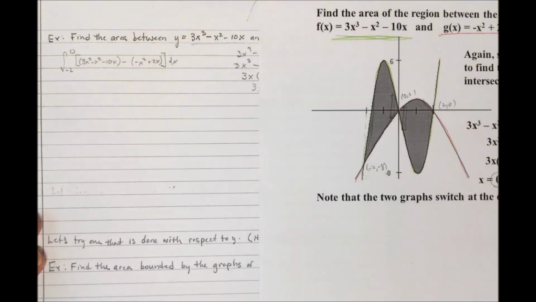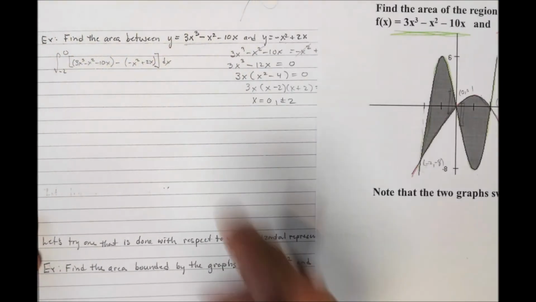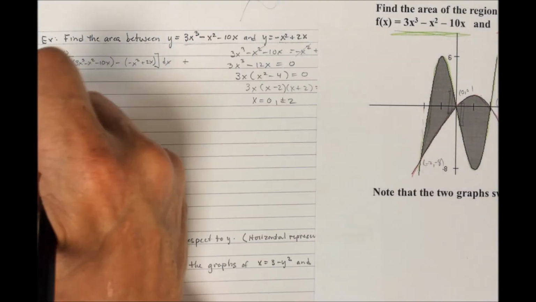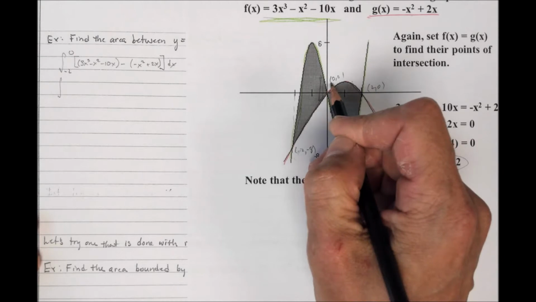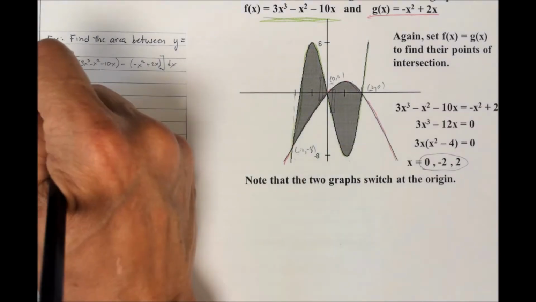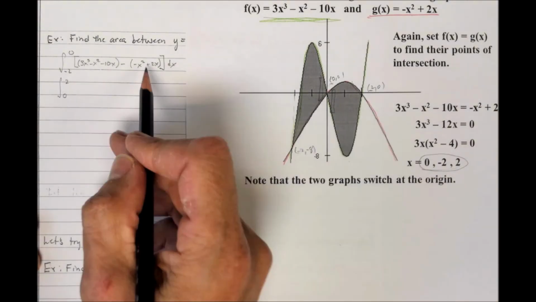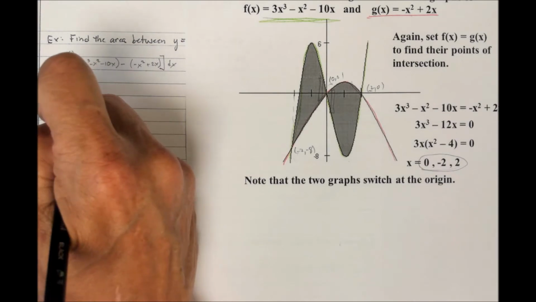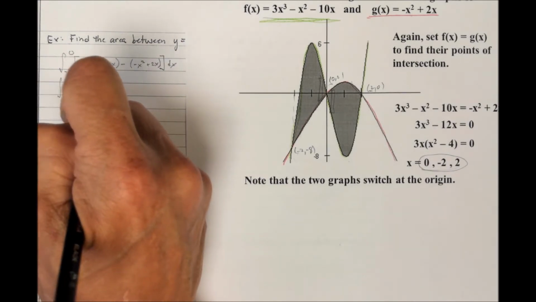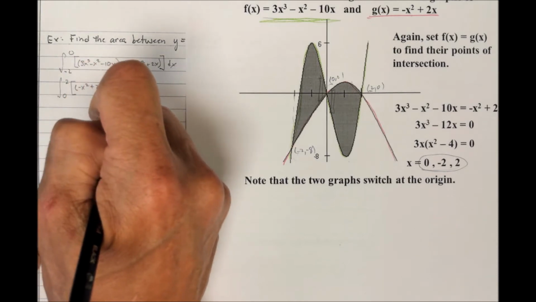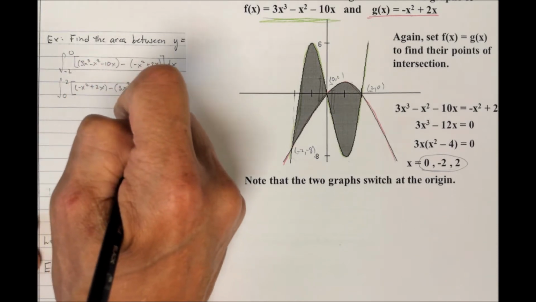See if I left myself enough room to get the second one in. I did not, so I'll have to put it down below. Then, let's go back to the sketch here. I have to do this region, so I'm going from x equals 0 to x equals 2. And it's just the other way around. It's just the opposite. So that turns out to be the opposite of x squared plus 2x minus the quantity 3x to the third minus x squared minus 10x.